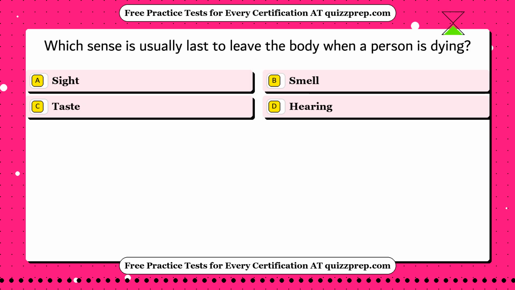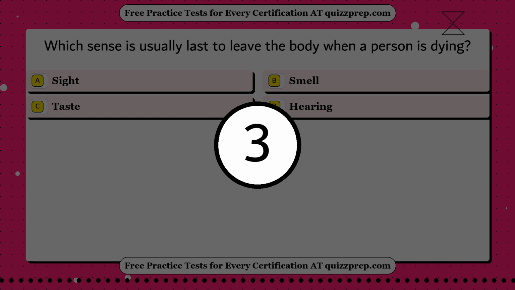Question 19. Which sense is usually last to leave the body when a person is dying? Option A, sight. Option B, smell. Option C, taste. Option D, hearing.